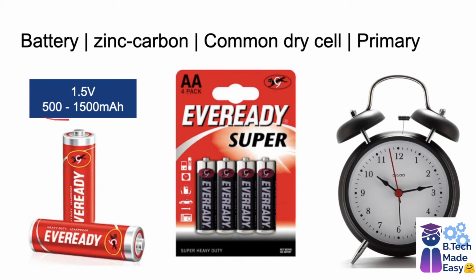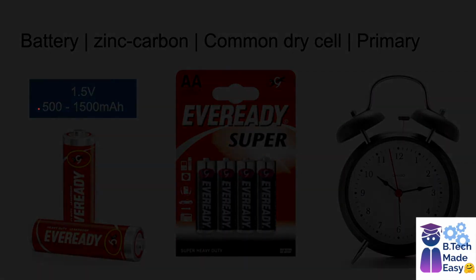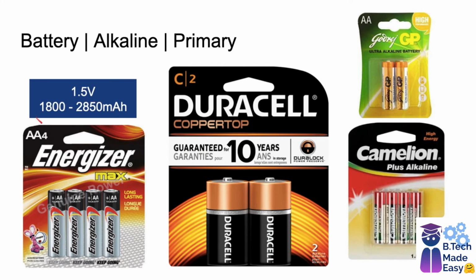What about the current carrying capacity? Earlier the current carrying capacity was 500 to 1500 milliampere hours. But over here the current carrying capacity is very high, and that is from 1800 to 2850 milliampere hours. That means these batteries can last really long. This is why we were using these Energizer branded batteries or Duracell type of batteries in, say, toy cars, and we used to get more playtime.